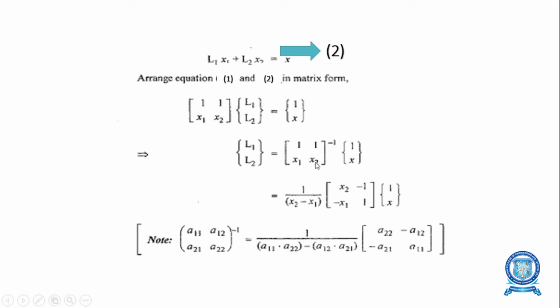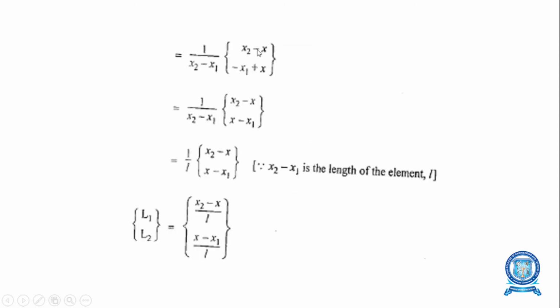Then this is equal to 1 by x2 minus x1 into the vector of x2 minus x, and minus x1 plus x, which is x minus x1. So this is equal to 1 by L into x2 minus x, x minus x1. Therefore x2 minus x1 is the length of the element, which is called L. So L1, L2 is equal to x2 minus x by L and x minus x1 by L.